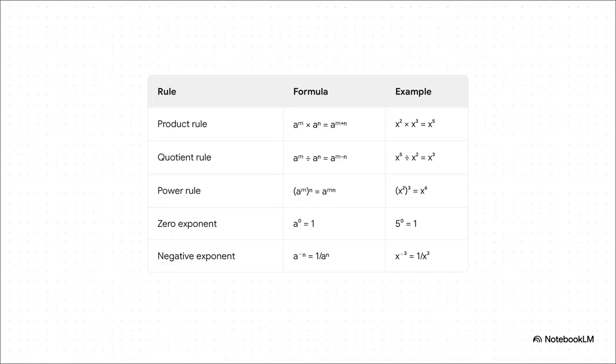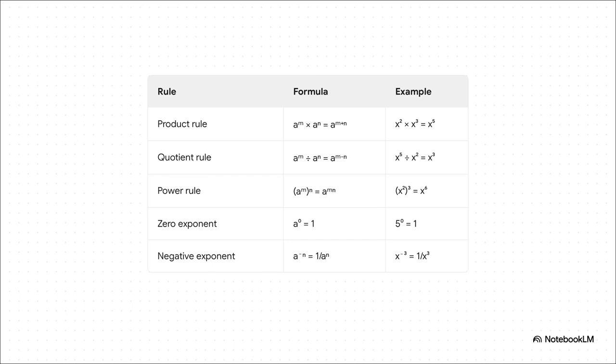Okay, this table might look a little intimidating at first glance, but it's basically the official rulebook for exponents, and there's a really simple logic to it. Look at the product rule up top. When you multiply terms with the same base, you just add their exponents together. The quotient rule is the opposite. You subtract.